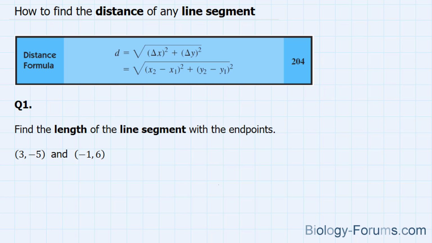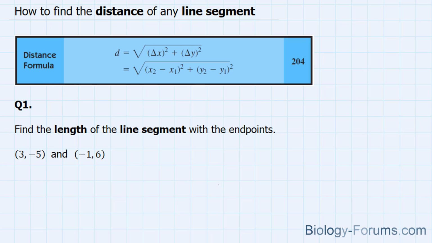In this demonstration, I'll show you how to find the distance of any line segment. The trick to finding the distance of any line segment is the usage of this formula. D equals the square root of the change in x squared plus the change in y squared, with the whole sum square rooted.